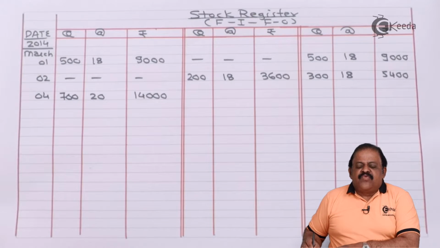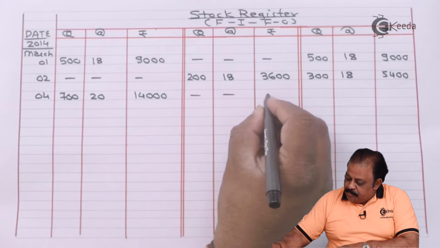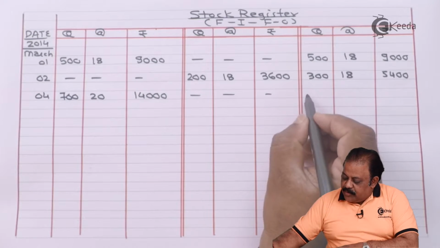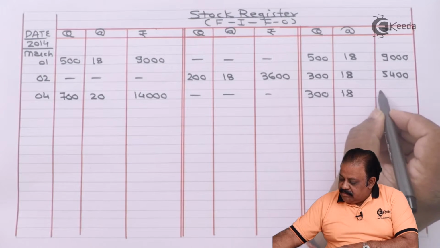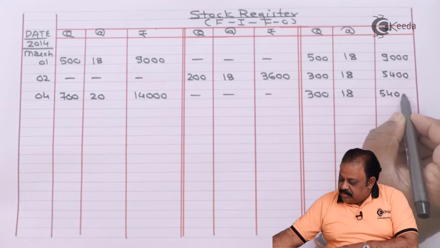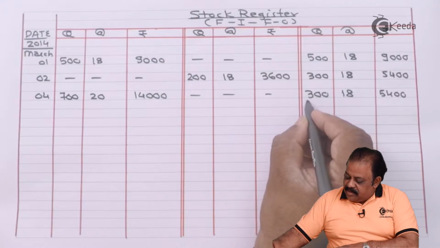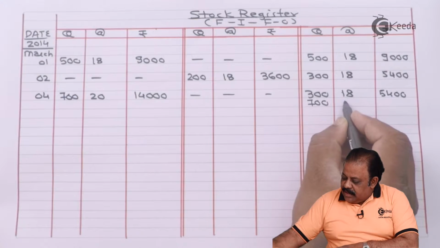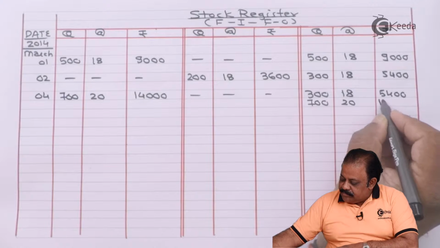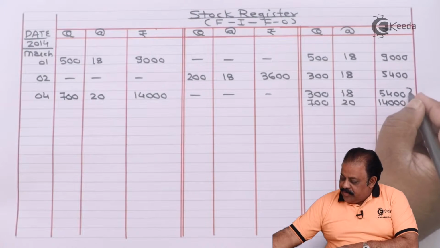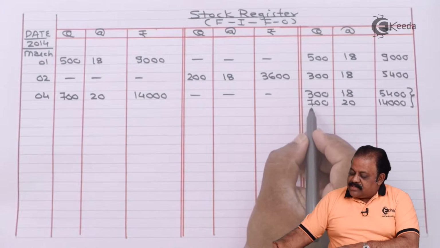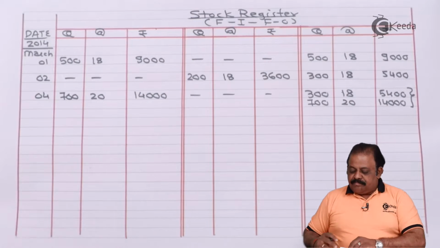4th March there is purchase of 700 units at the rate of 20. So purchase cost is 14,000. We already have 300 units at the rate of 18, 5,400. Fresh purchase 700 units at the rate of 20, it is 14,000. So now we have two stocks, 300 units and 700 units.